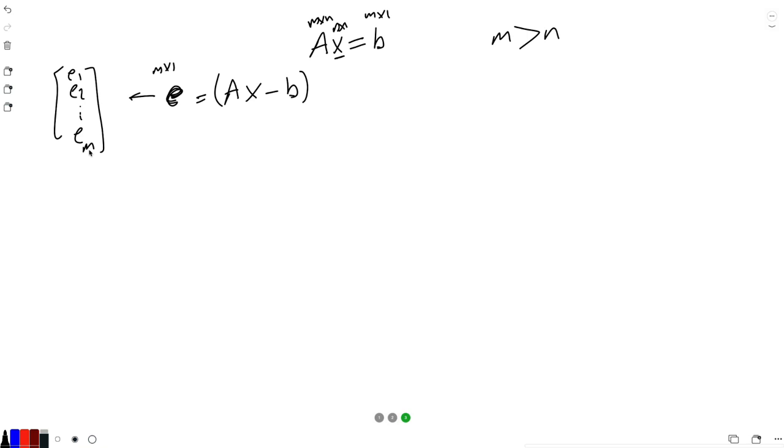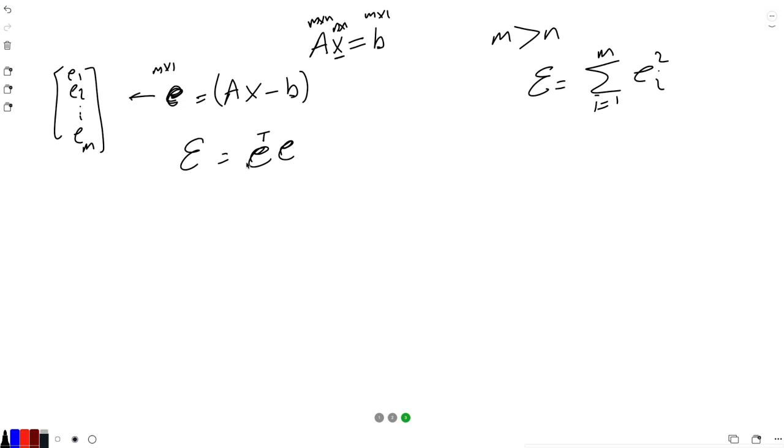As I said in the beginning, we need to find the summation of ei square from i equal to 1 up to m, since we have m equations. And actually this summation can be achieved simply by the multiplication of the transpose of e times e. So the total error will be e transpose times e. Of course, this is the e vector times e.